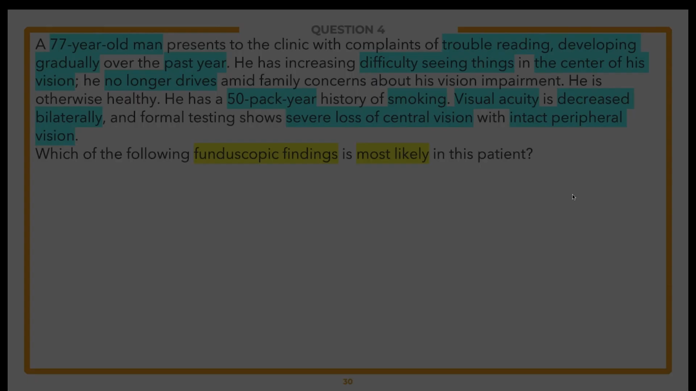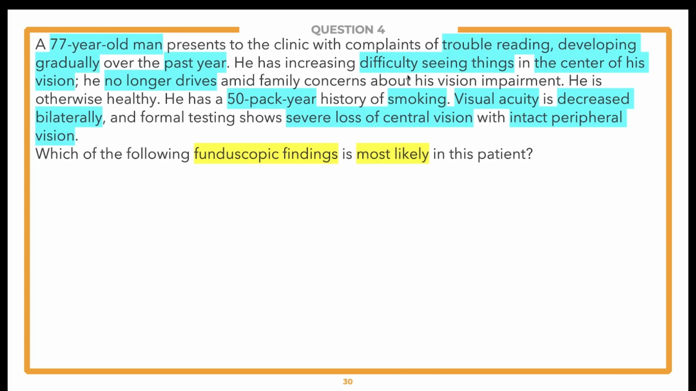Well, thank you very much, Jeff. Let's go ahead and go to the next slide and take a look at some high yield points. The question is, which of the following fundoscopic findings is going to be most likely? We've got a 77-year-old man, trouble reading developing gradually over the past year. So increasing difficulty seeing things in the center of his vision, no longer drives. 50-pack-year history of smoking. Visual acuity decreased bilaterally and severe loss of central vision with intact peripheral vision. Very important clues there. Let's take a look at those answer choices.